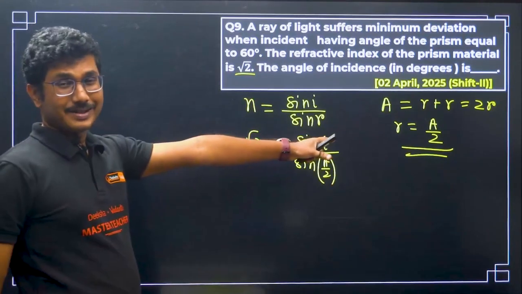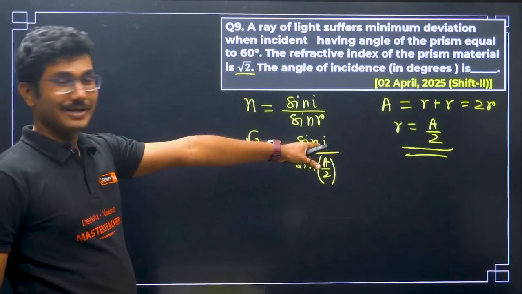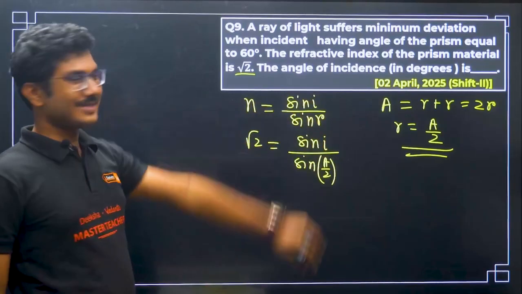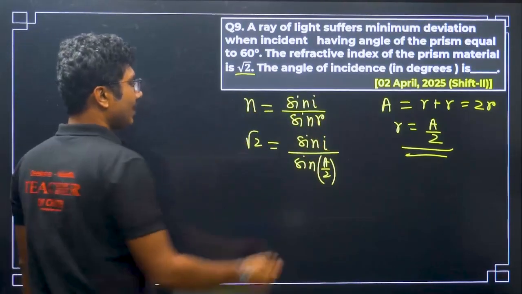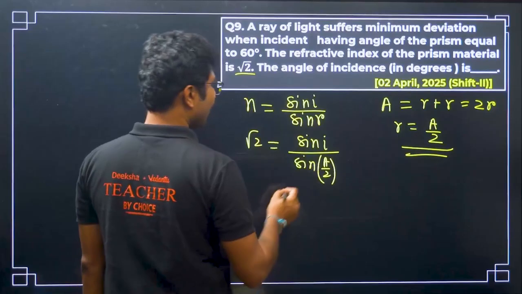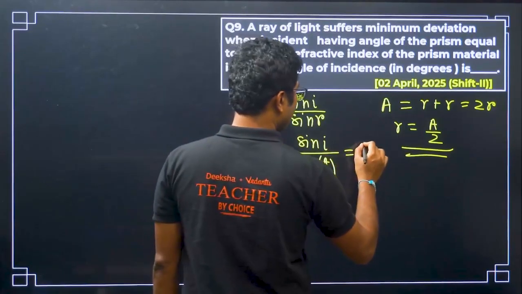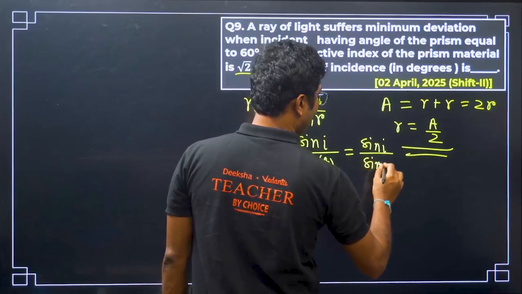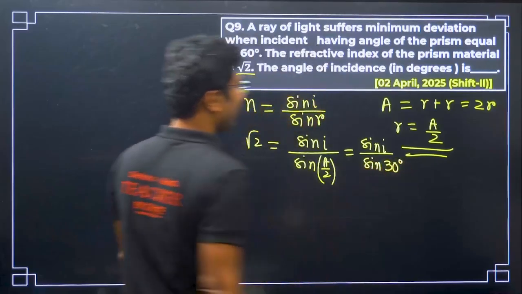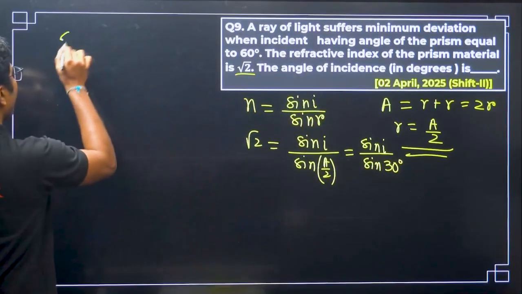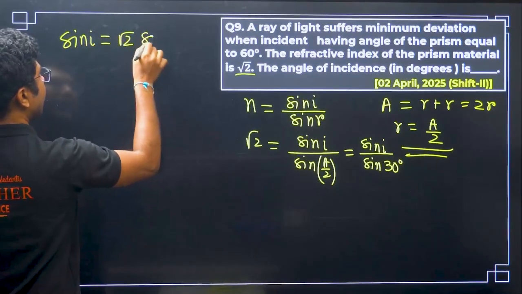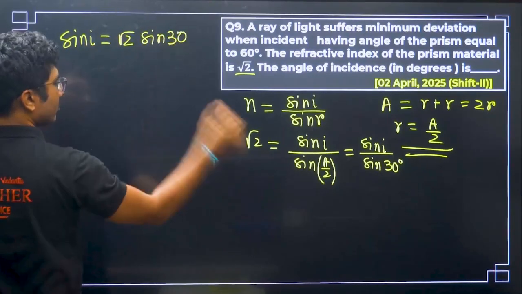Instead of (A plus delta) by 2, we are directly writing I, that is easier, because we are interested in the angle of incidence. Now, the value of A is 60 degrees, so A by 2 is 30 degrees. So sin I by sin 30 equals root 2, so sin I equals root 2 sin 30, cross multiply.